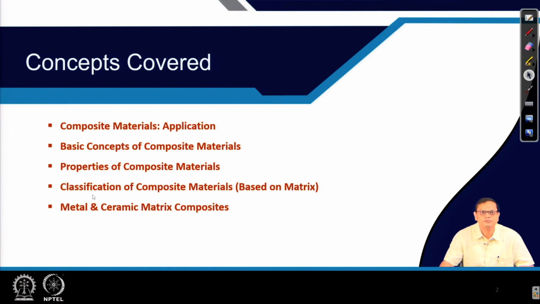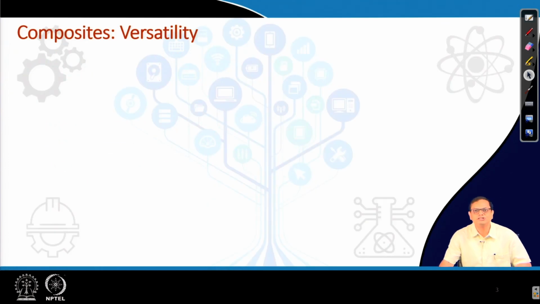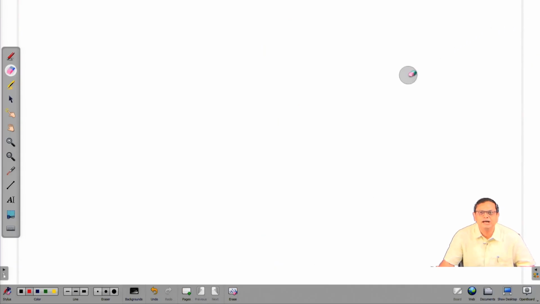So, composite materials application is versatile. Before I go into the application part, let me give you a brief discussion on composite materials. If you look at the definition, what is a composite material? It is basically a combination of more than two materials.